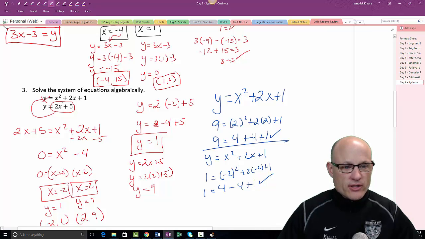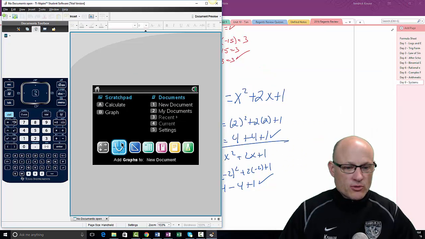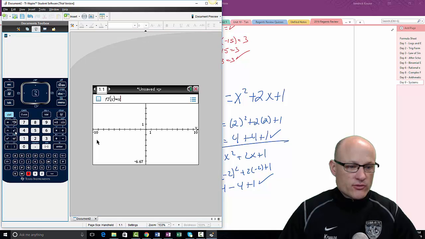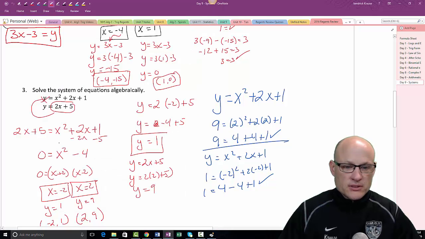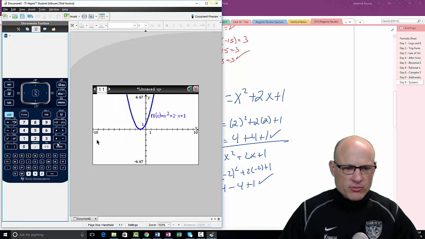We'll check this one right here: x squared plus 2x plus 1. So we'll go into graphing mode. x squared plus 2x plus 1. That ought to graph nicely. And then 2x plus 5. Tab, 2x plus 5, enter.